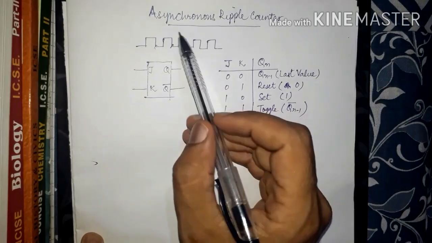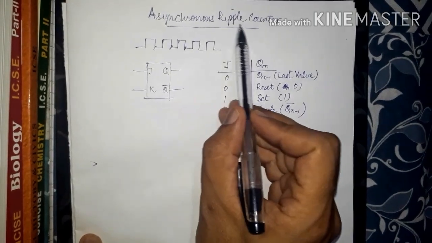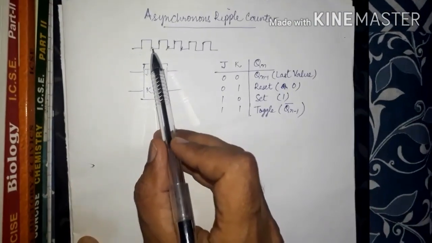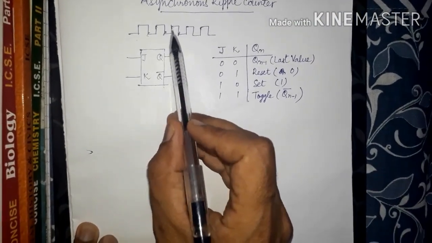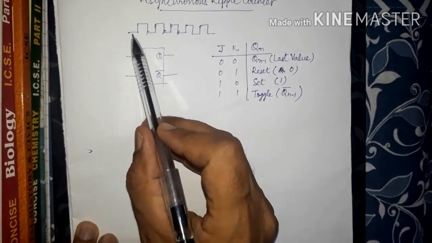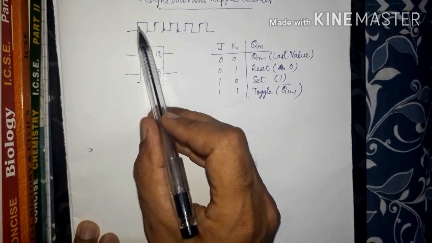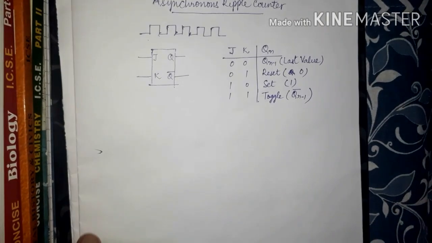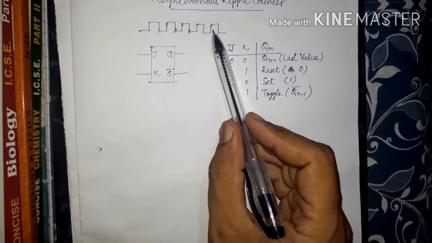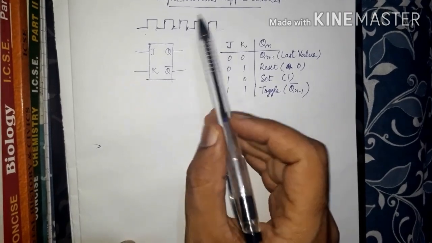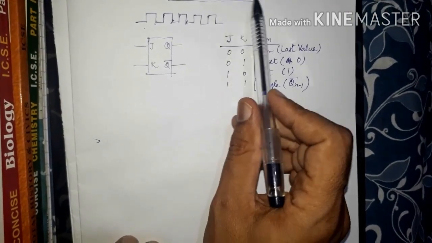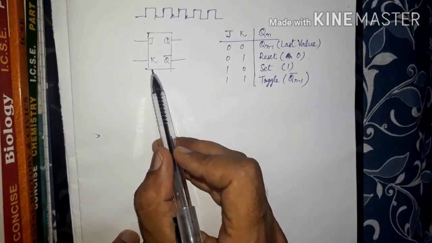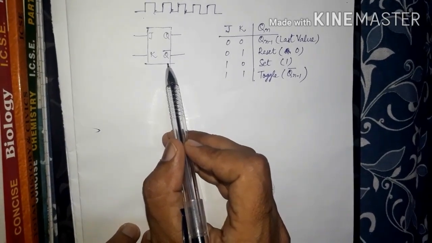In today's video lecture, we will study the asynchronous ripple counter, which will count the clock pulses in the digital wave. That means how many clock cycles have passed in the clock pulse. Before we start studying the design of a ripple counter, we will first recall how a JK flip-flop works.